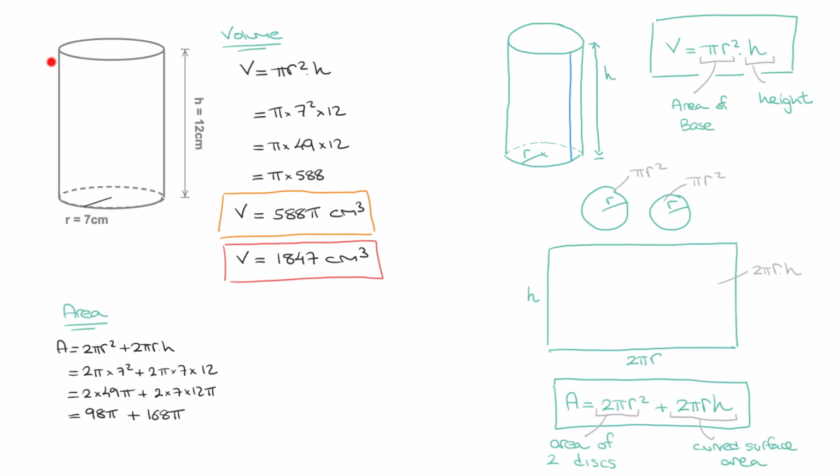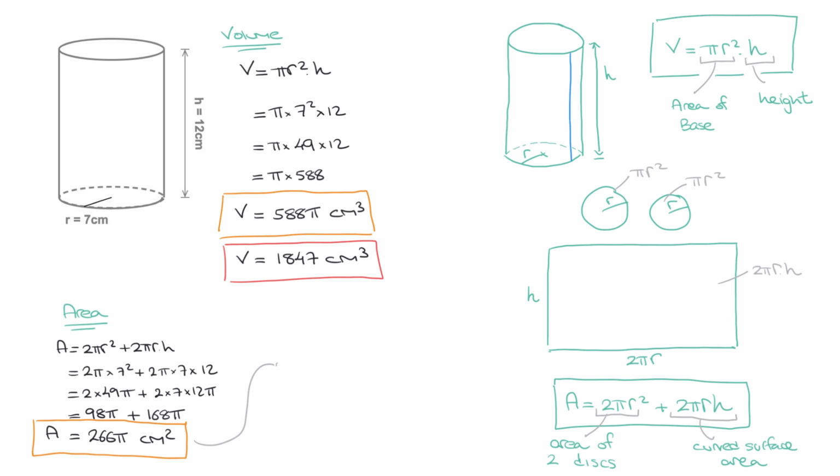Finally, we can write this cylinder's surface area in terms of pi, which would be 98 plus 168. So that's 266. And that's 266 pi. And of course, the units here would be square centimeters. Now again, this is the answer you would write if ever you're asked to write your answer in terms of pi, or if you're asked for the exact value.